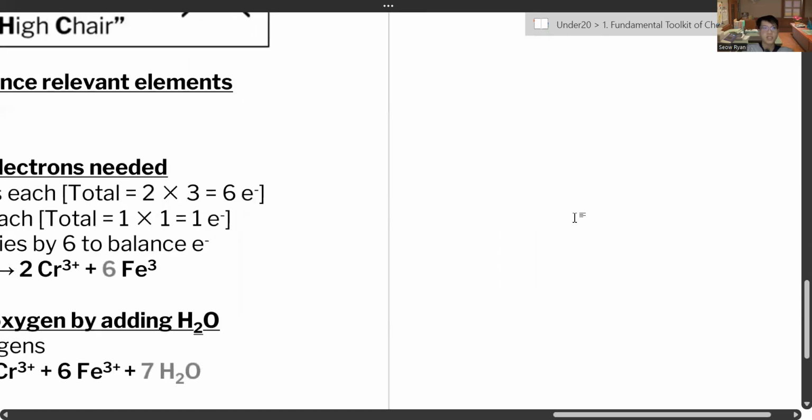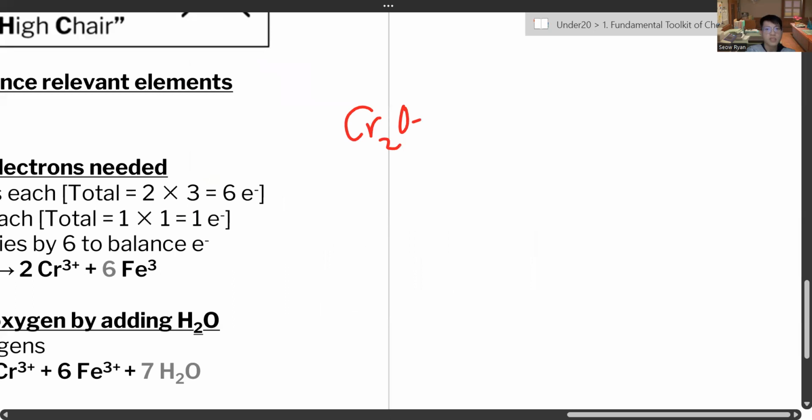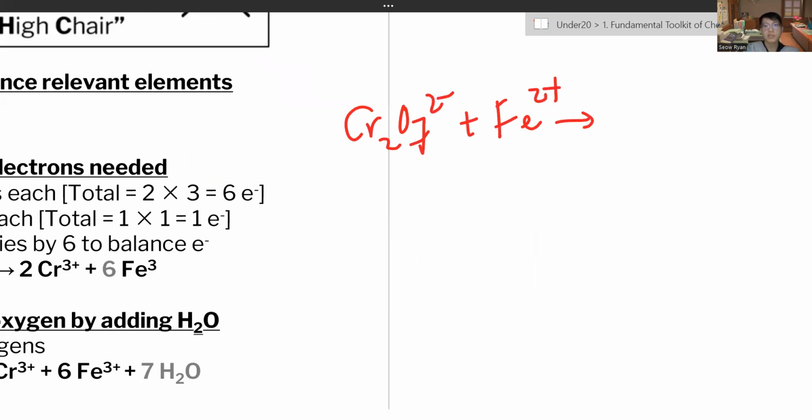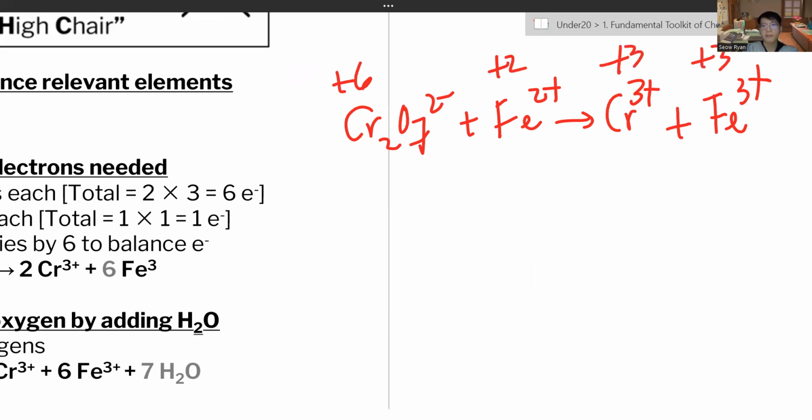Okay, so let's just say for this equation, we have Cr2O7 2 minus plus Fe2 plus becomes Cr3 plus Fe3 plus. Okay, so let's assign the oxidation states first. So Cr is plus 6, Fe is plus 2, and Cr is plus 3, and Fe is plus 3. So the relevant ions here are Cr, Fe, right? So if you look here on the left, Cr has 2, and on the right, there's only 1. So let's put a 2 there.